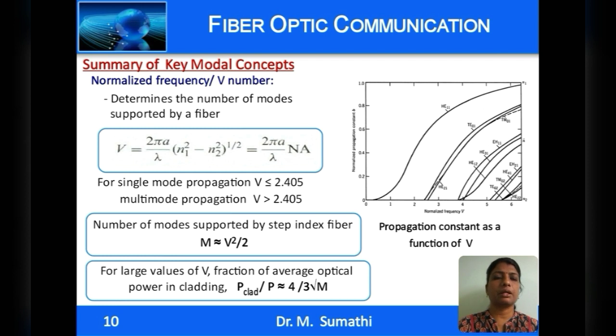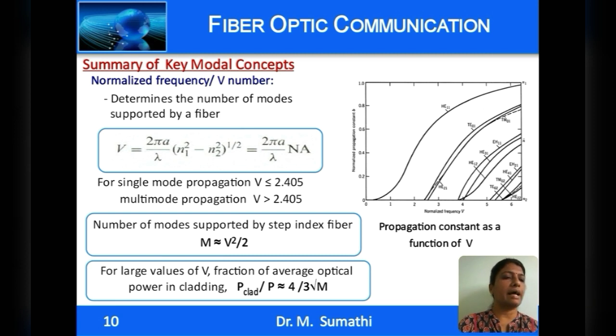Observe in the expression, a is the radius of the core, n1 and n2 are the refractive indices of the core and the cladding, and the wavelength is represented by lambda. When a fiber is manufactured, a, n1 and n2 are all fixed. So the V number depends on the parameter lambda, that is, the wavelength of light. So the number of modes supported in a manufactured fiber depends on the wavelength of light launched into the fiber.